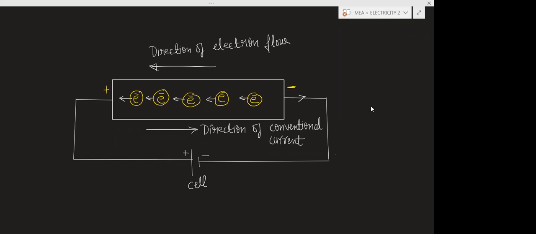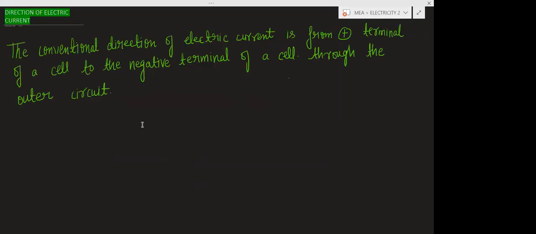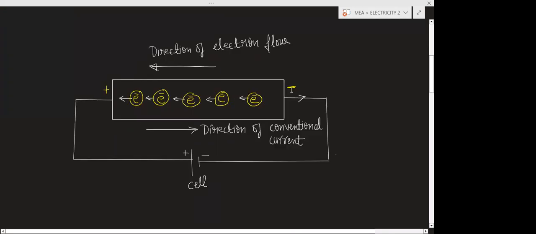And what I told you about the direction of the current: the direction of the current is from the positive terminal of a cell or battery to the negative terminal. Here the electrons are flowing from negative to positive, but the direction of the current will be taken from positive to negative. Means the opposite direction of the flow of electrons, you will take as the direction of the conventional current.